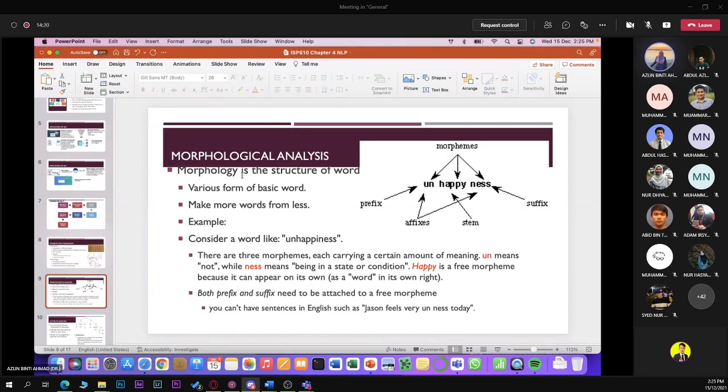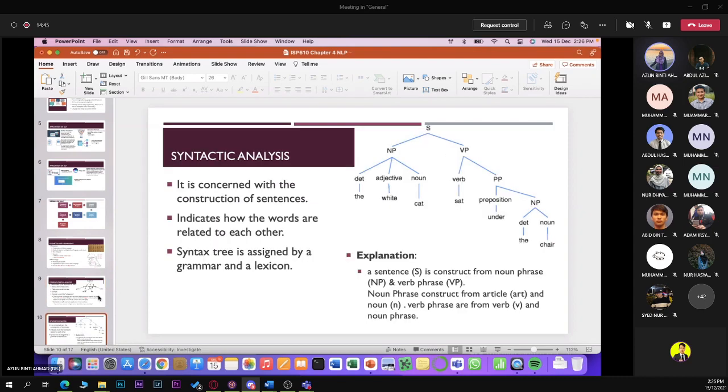Ada yang tu keluar unreliable, okay. Ada yang salah, ada yang betul. So you need to be very careful untuk morphological analysis. You can look at the previous question paper, then how we construct this morphological analysis.